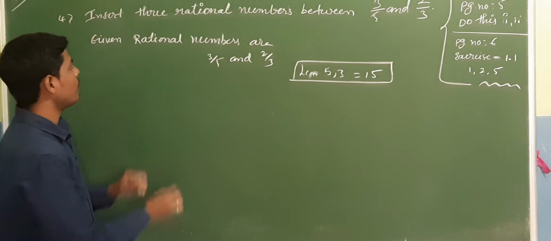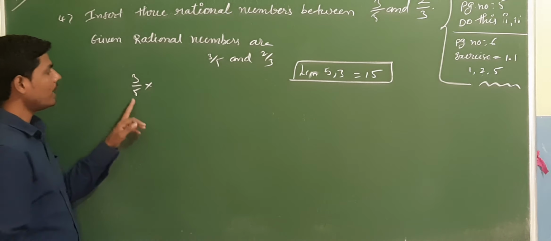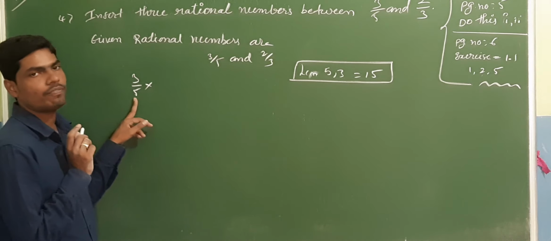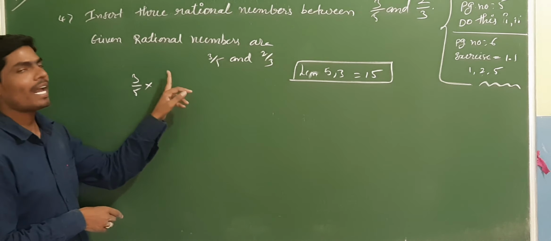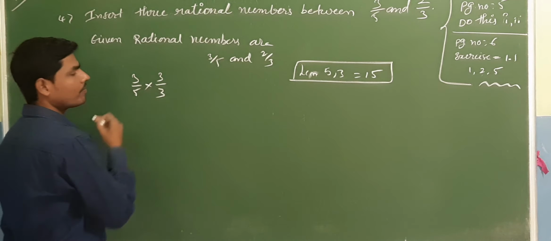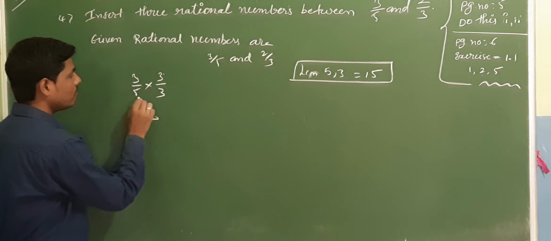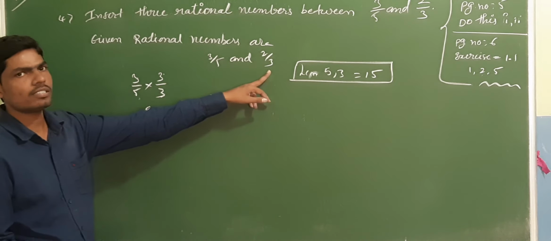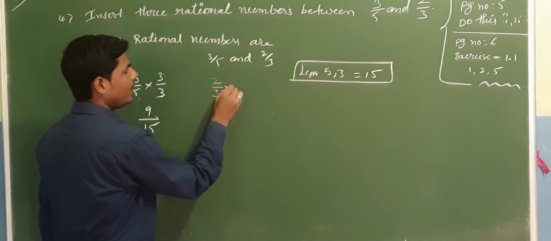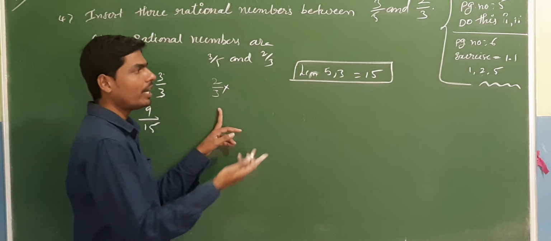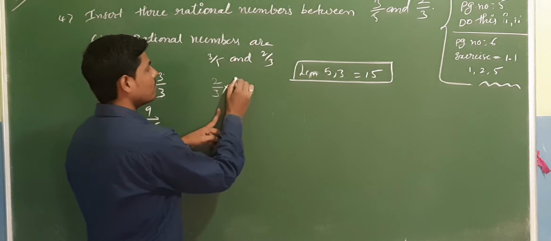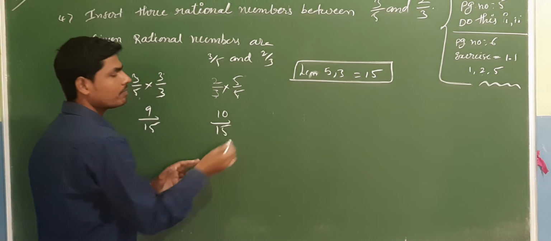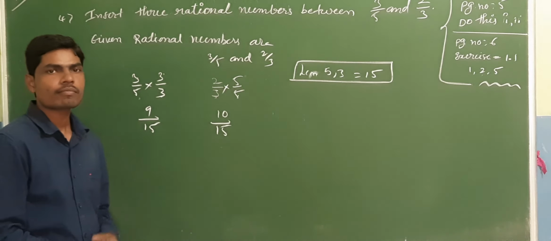Now, here 3 by 5. The denominator is already 5. How to get 15? If you multiply with 3, you will get 15. So you need to multiply and divide with 3. 3 3s are 9, 5 3s are 15. Yes, you got the denominator 15 here. This one also change in the same way. 2 by 3, now 3 is here. How to get 15? Multiply with 5. That is, multiply and divide with 5. 2 5s are 10 and 3 5s are 15. See, now these both are like fractions.